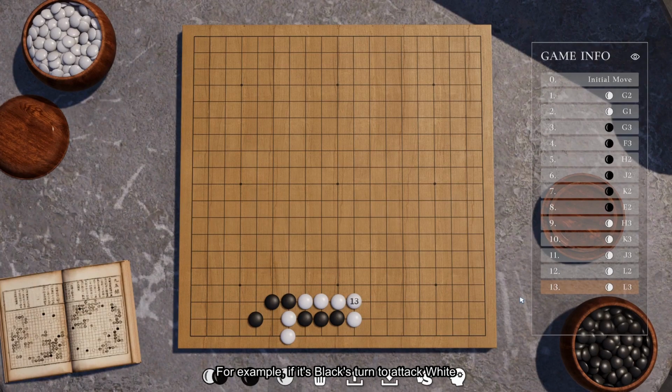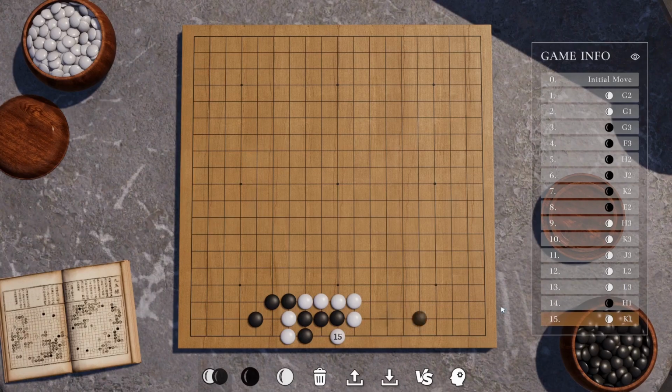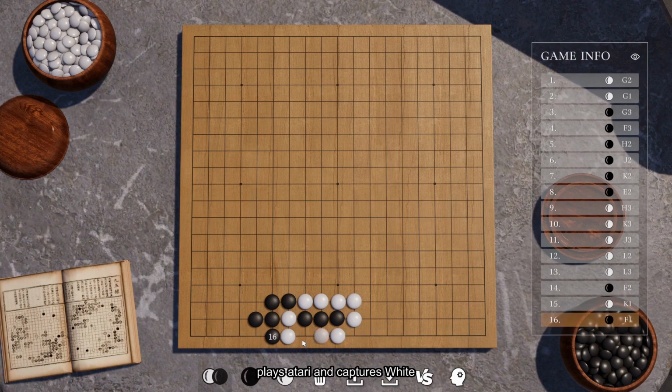For example, if it is black's turn to attack white, black cannot take this shared liberty, because if black plays here, he reduces his own liberties and white can capture black. So, if black wants to capture white, he must take external liberties first. White takes a liberty, black plays Atari and captures white.